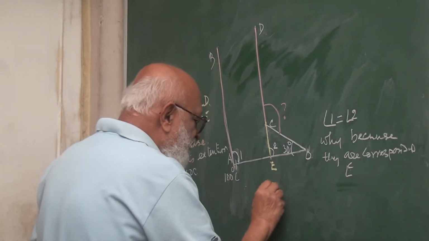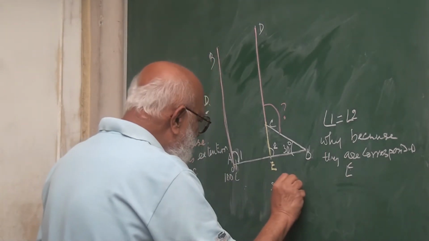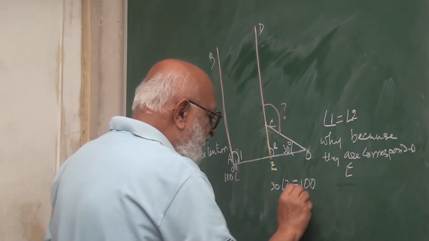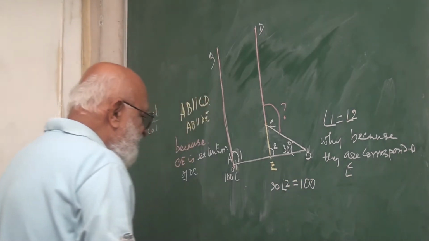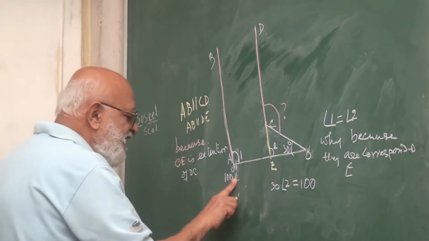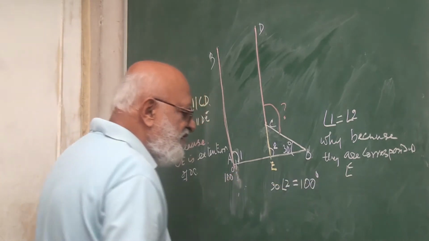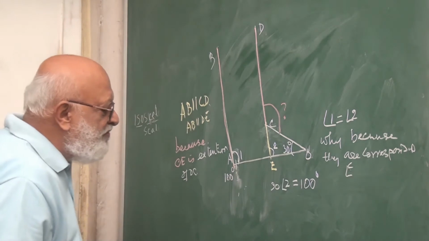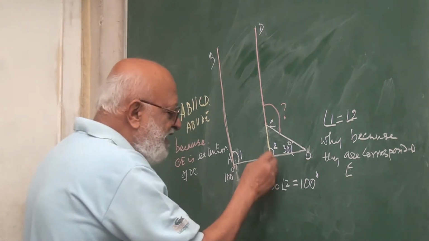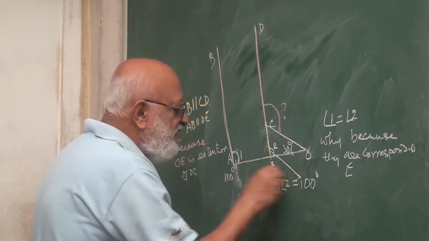So angle 2 is equal to 100, right? This is equal to 100. So we got this angle also.